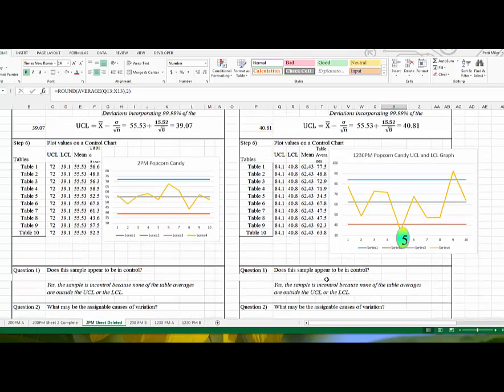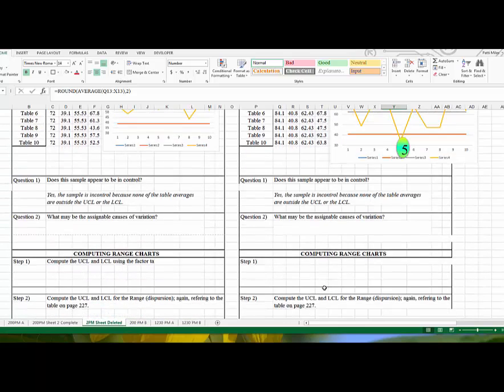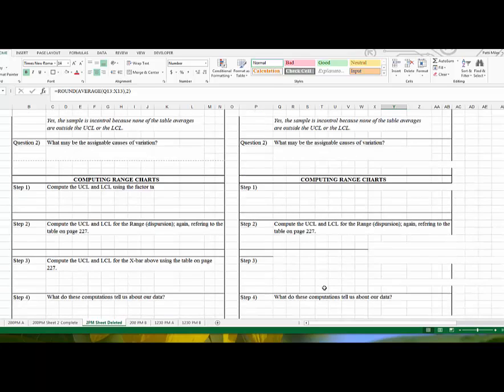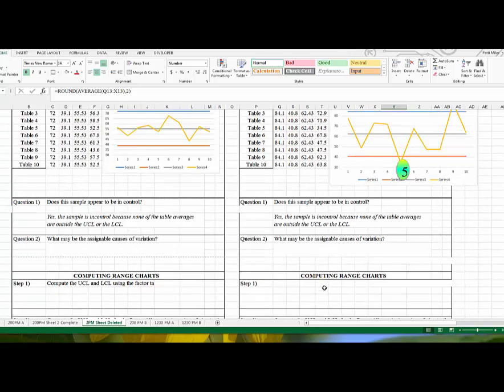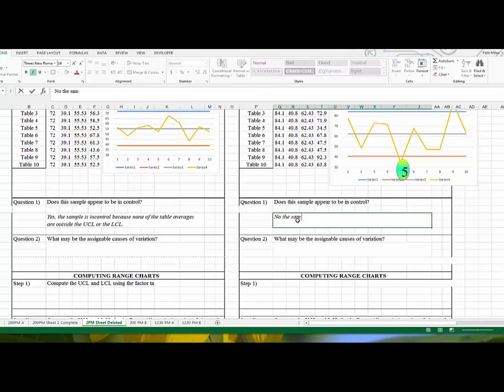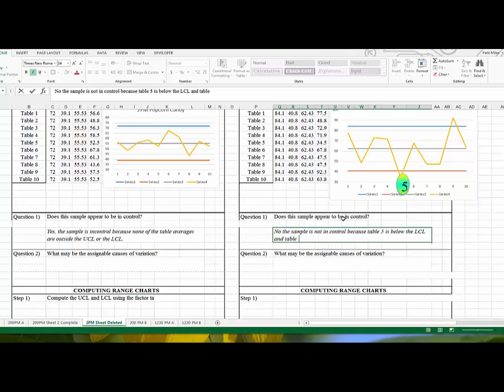So in the case of this problem, the 12:30 class, in answer to questions 1 and 2, we would say that no, the sample is not in control, because table 5 is below the LCL and table 9 is above the UCL.